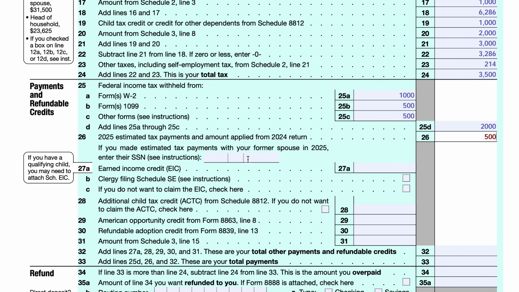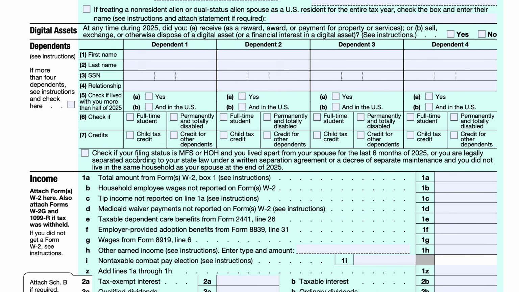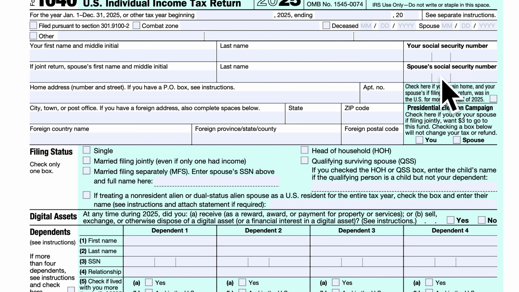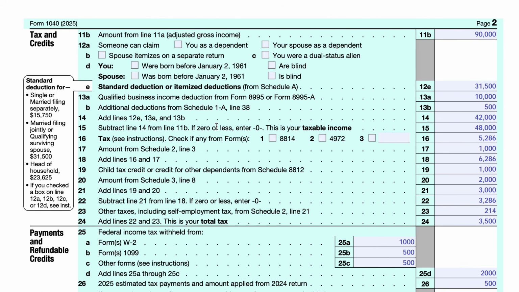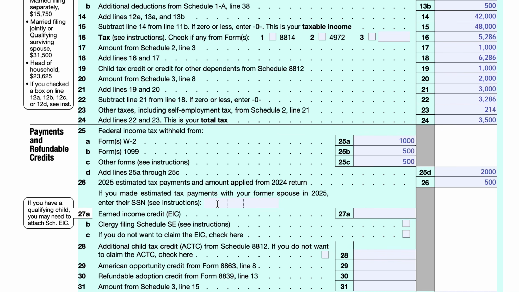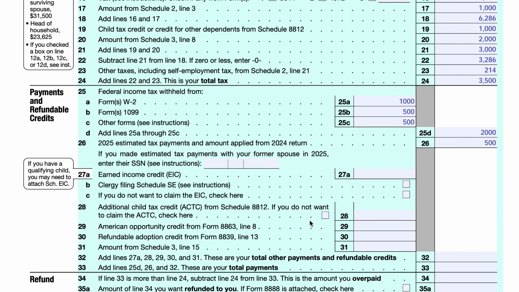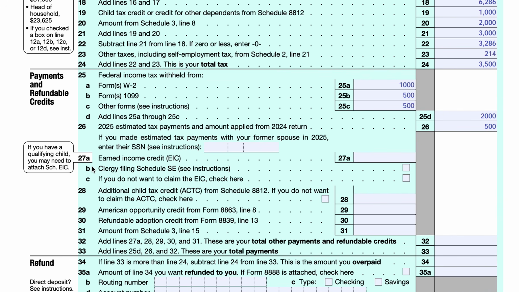If you made estimated tax payments with your former spouse in the tax year, then you would enter their Social Security number. There's a little bit of additional guidance. So if you were divorced and then remarried during the tax year, you would enter your present spouse's in the space provided on the front of your Form 1040 or 1040-SR. So basically, your present spouse would have different information right here, but then your former spouse, their information would be here.